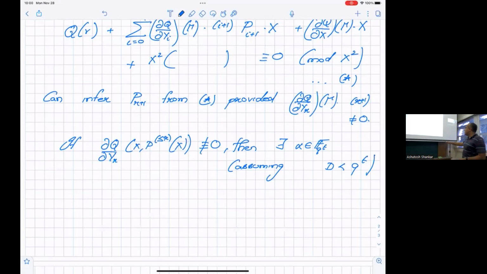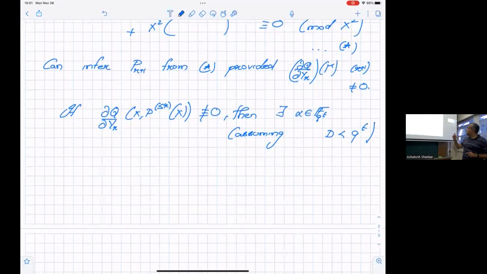So you can do this by just choosing the setting of parameters such that capital D will be less than d squared. We will see that later. Right now, assuming d does not become q power t, you can do this. Then there exists an alpha such that dou q by dou y_r at (alpha, t) is non-zero, and expand around it.